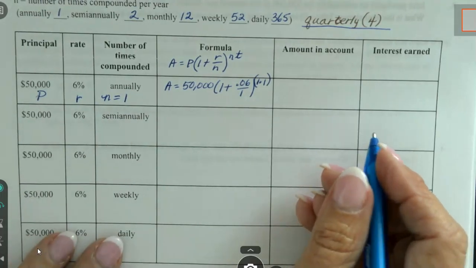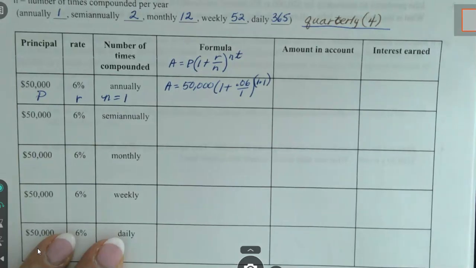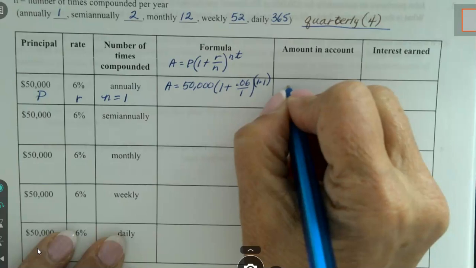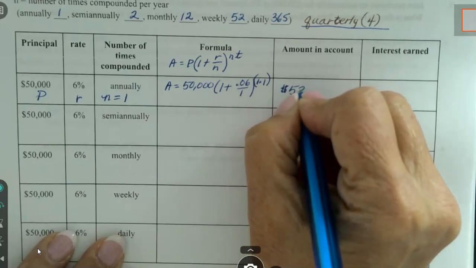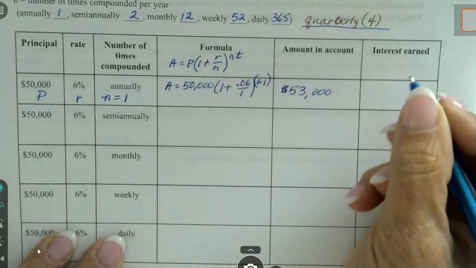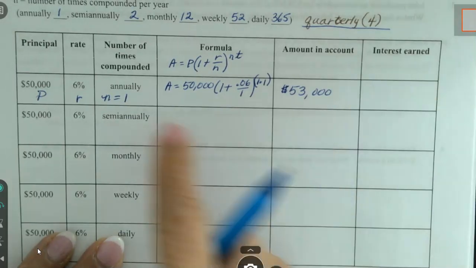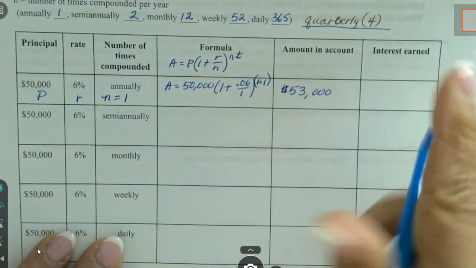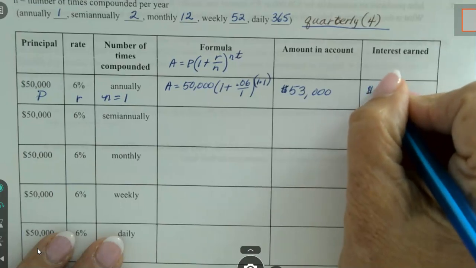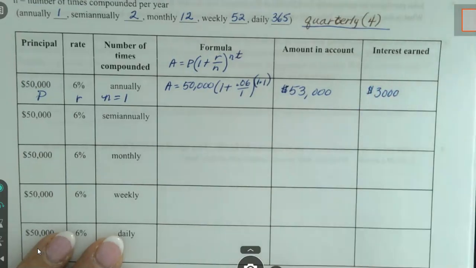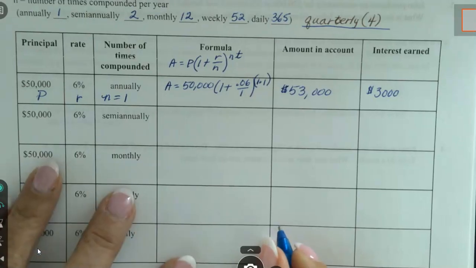So when you put that in, be sure you are careful. This one not as much as some of the others, but we're just going to take 50,000 in this case times 1.06. Okay, so I now have $53,000 in my account. That means the interest that I earned, because I started with 50 and now have 53, is $3,000 in interest. Okay, and we're going to run through the next one the same way.